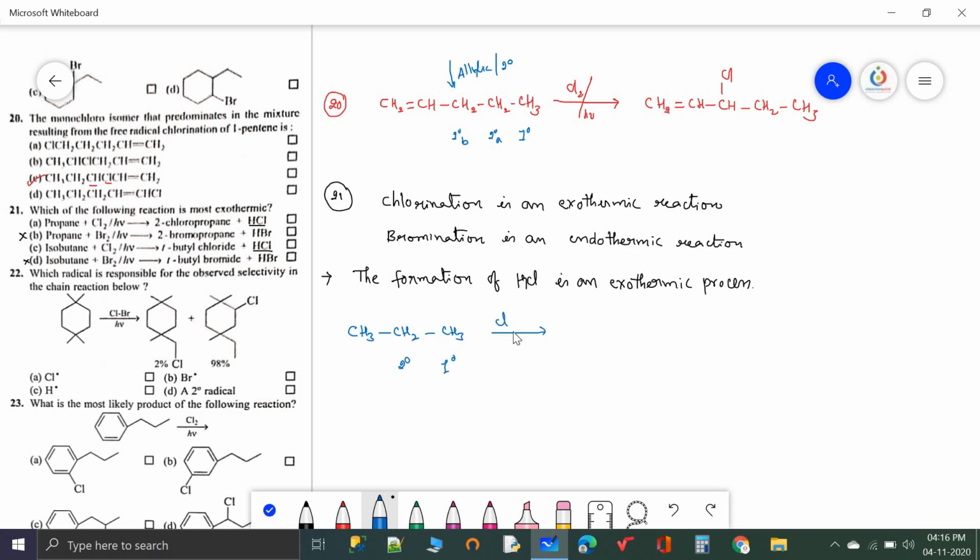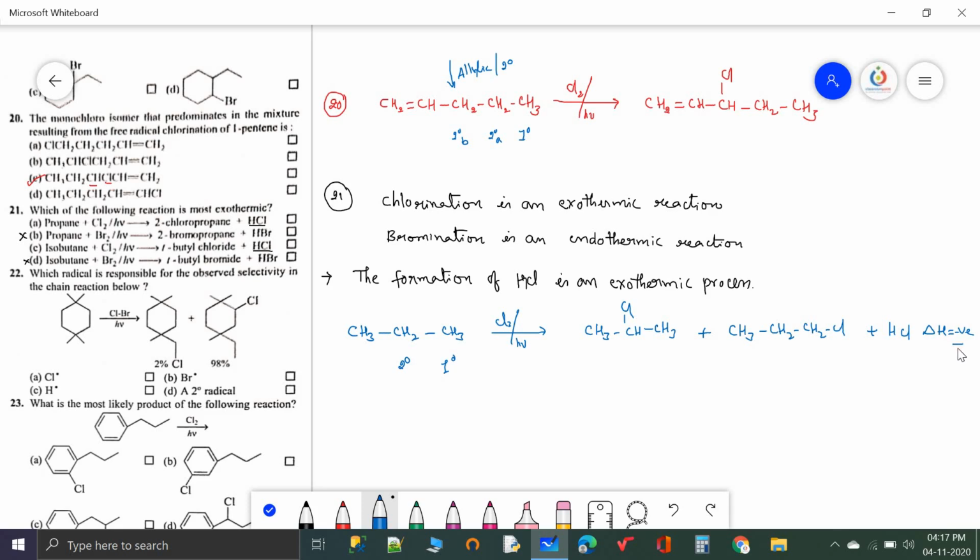It has been subjected to chlorine in the presence of sunlight. So we can expect two products over here: CH3-CHCl-CH3, which is called 2-chloropropane, plus CH3-CH2-CH2Cl, which is 1-chloropropane, along with HCl. Since the formation of HCl is an exothermic reaction, delta H is negative in this reaction.